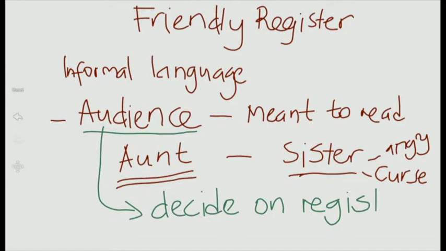You can decide on the register. Are you writing to your sister? Are you writing to an aunt? Both of these, sister and aunt, are friendly registers. But even within the friendly register, there are certain levels.